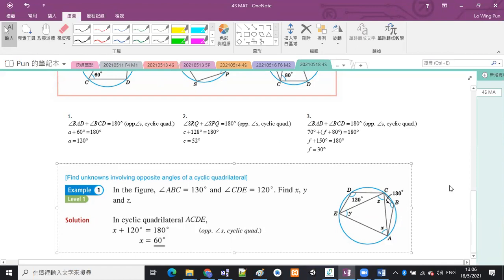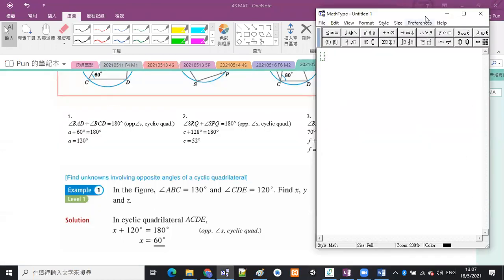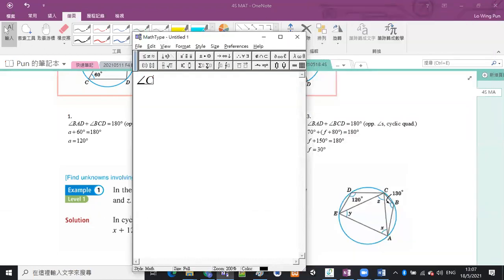ABCDE is a pentagon，係五邊形嚟嘅。所以我哋要揀一啲 points 去做一個 cyclic quad 先。So for example, ACDE. In ACDE, all the 4 points are on the circle, on the same circle. So ACDE is a cyclic quad, and then the sum of the opposite angles will be 180 degrees. I mean, angle CDE plus angle CAE should be equal to 180 degrees. And we have opposite angles cyclic quad.